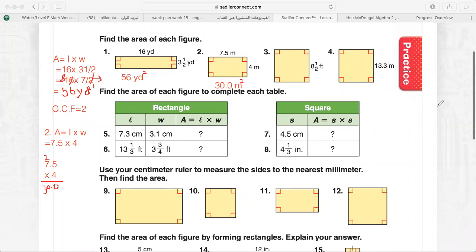Number 3. I will solve it here to the right. Sir, I'm solving it up. Okay, whatever you want.